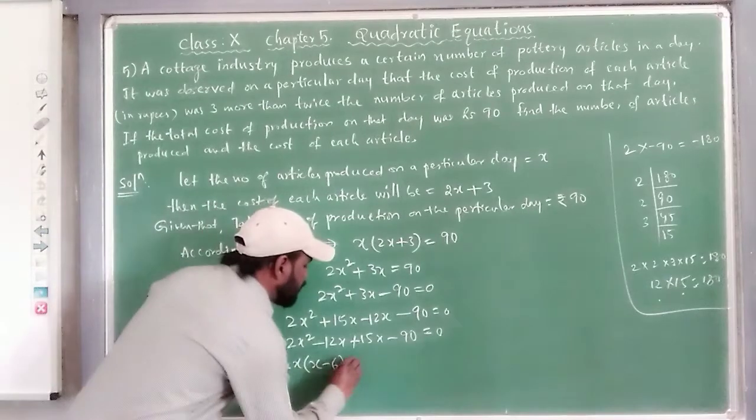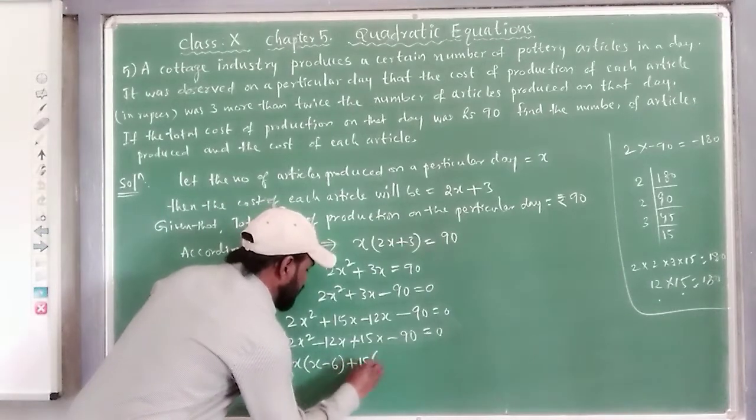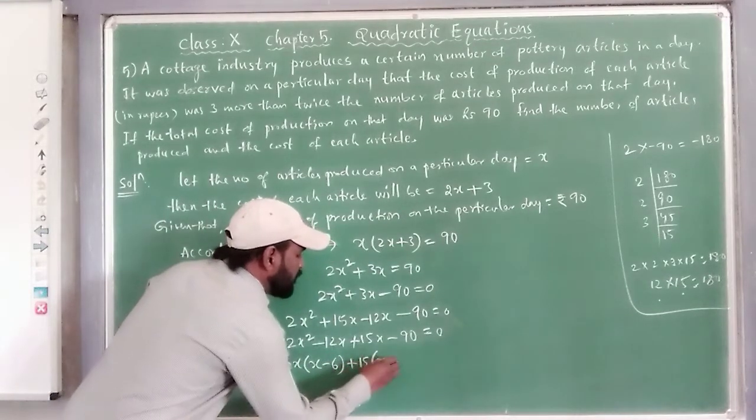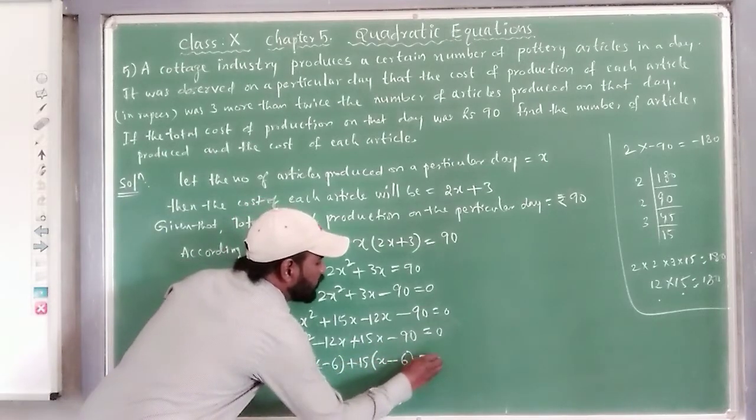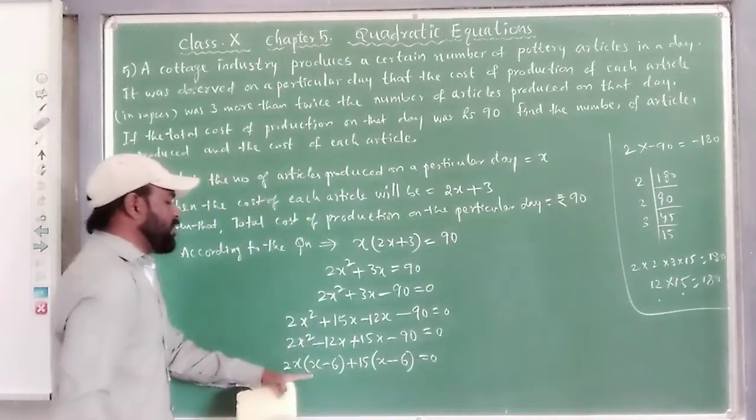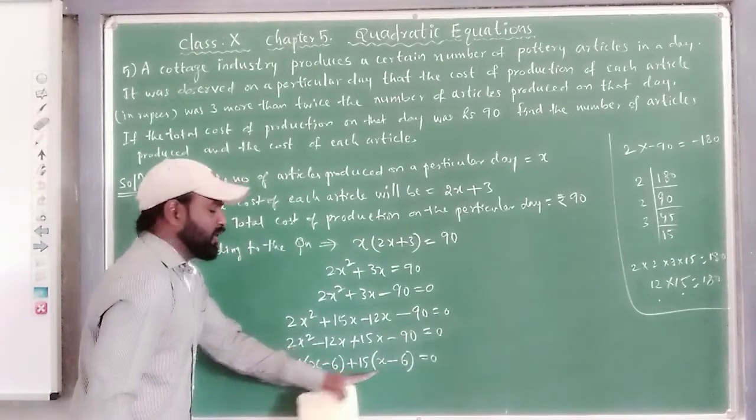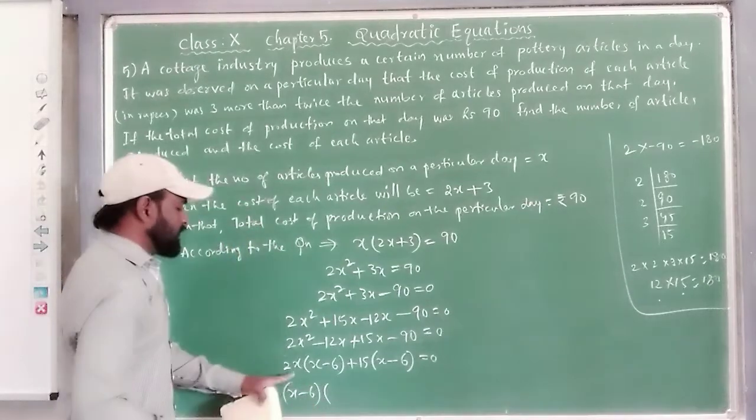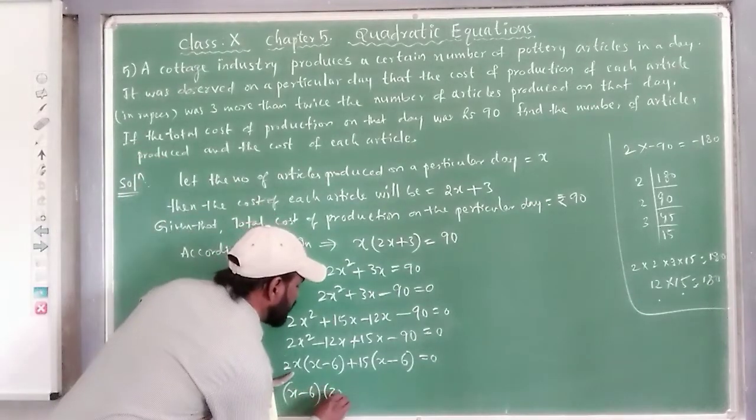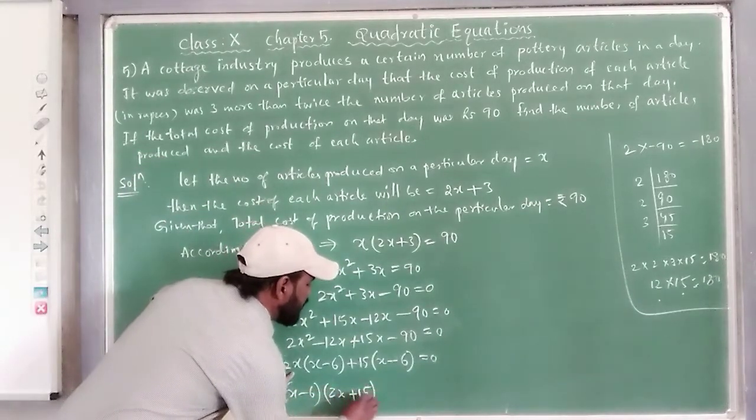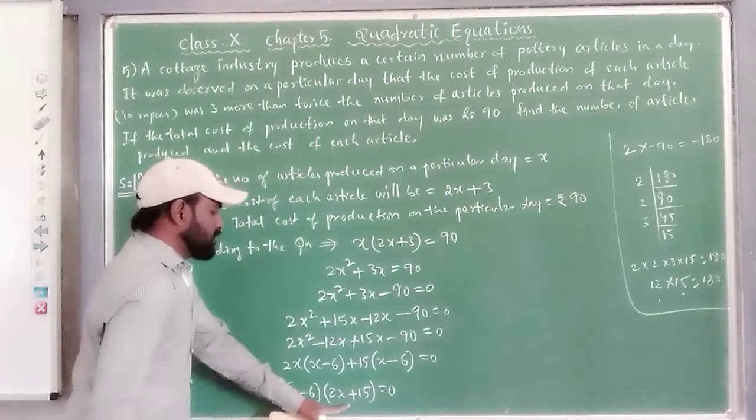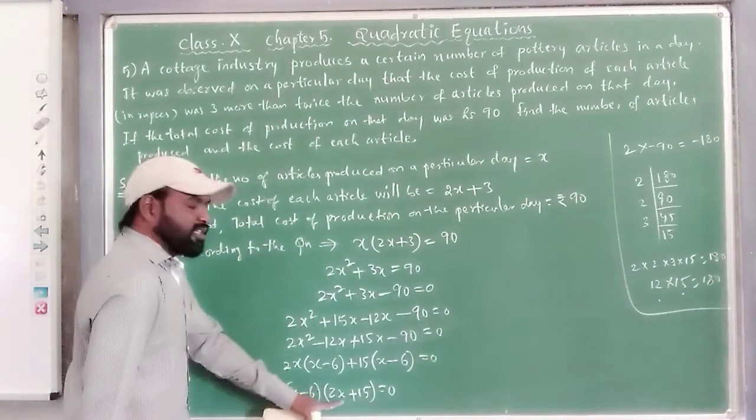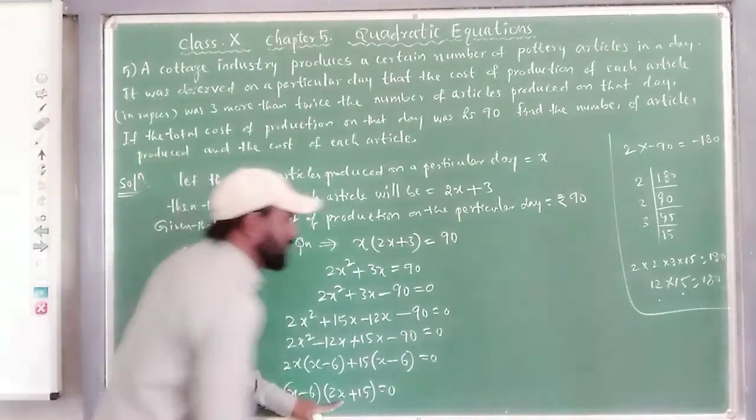Right? Here plus 15 is taken as common. So x will be remaining. Minus, plus into minus is minus, 15 sixes are 90. Always we will be getting the same in the two brackets. That is very important. So take x minus 6 as common. When you take x minus 6 as common, what is remaining? 2x plus 15 is remaining. So the product of these two is equal to 0 means either of these must be equal to 0 or both should be equal to 0.